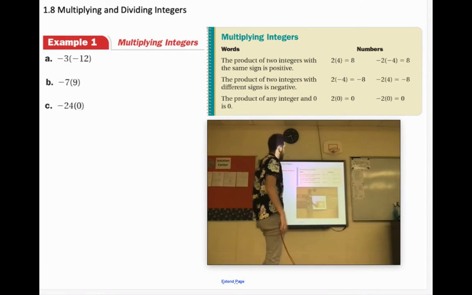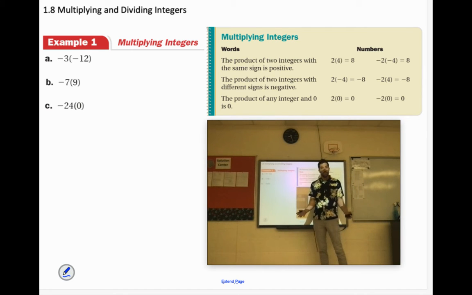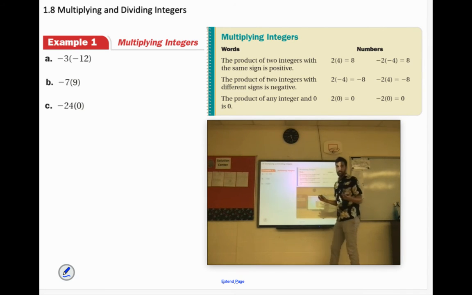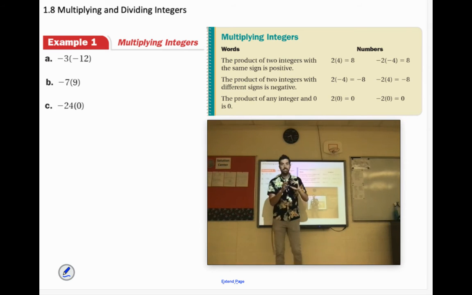Alright, we're multiplying and dividing integers today. Now there are very important rules for when you are multiplying and dividing integers. Basically, if you have two numbers that are the same sign, it's going to come out positive. If they're different signs, it's going to come out negative. So whether that's multiplication or division, that's the case. Same sign comes out positive, different signs, negative.